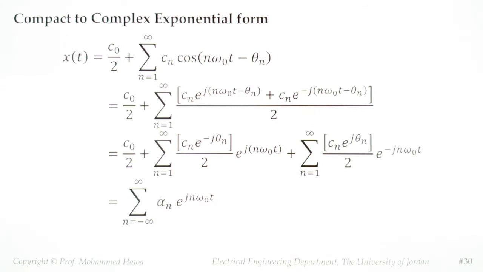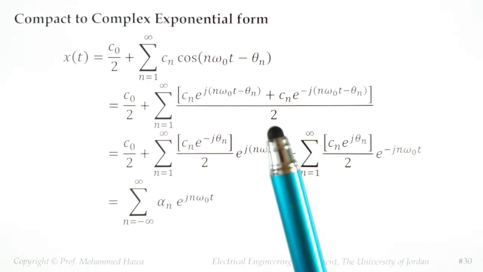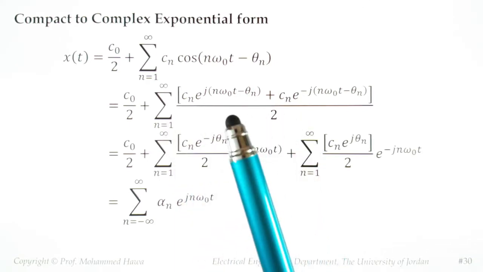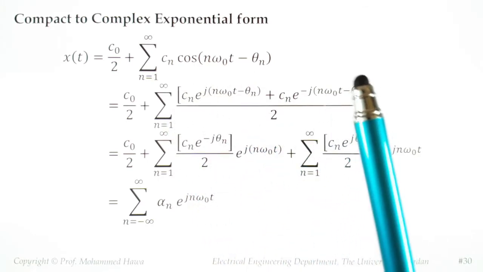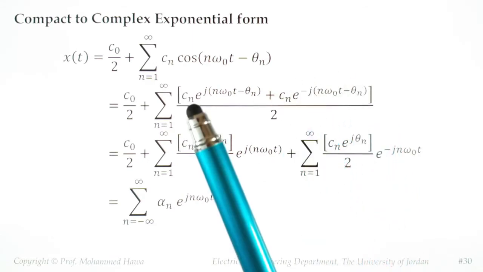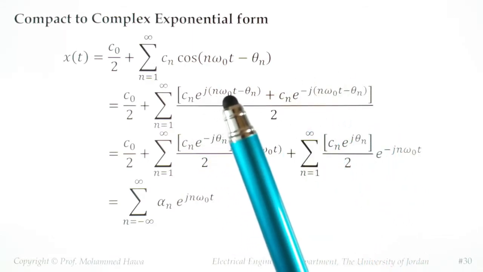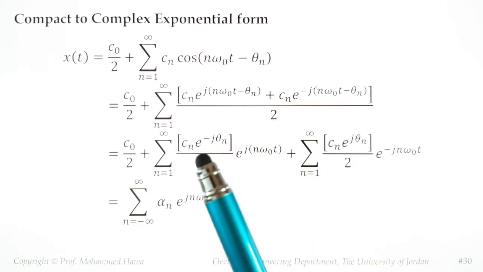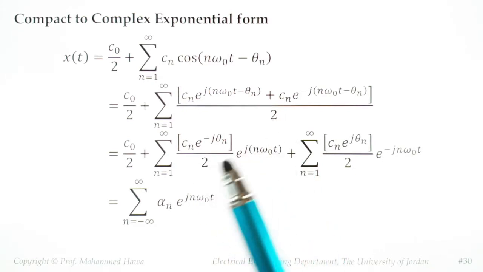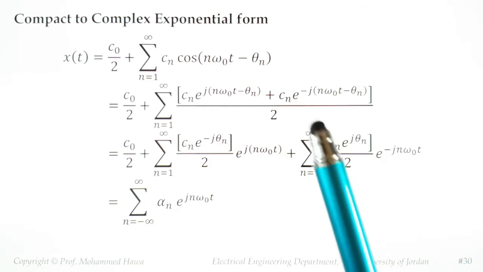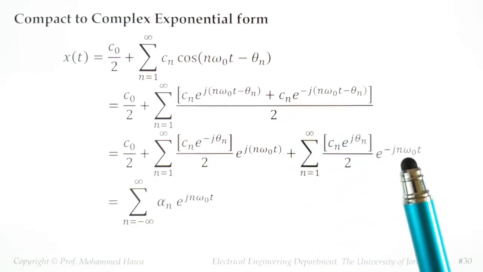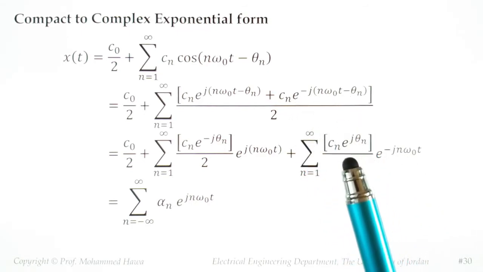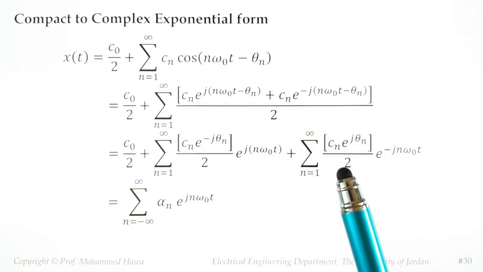This is the same equation. But instead of the cosine, I have two complex exponentials. Now let me split this sum over those two terms. So I have a sum of this term here plus a sum of this term here. I have a sum of Cn e to j n omega naught t minus theta n divided by 2, see here. And then I have another sum from n equal 1 to infinity of Cn e to minus j n omega naught t, that's the one here, minus j minus theta n, that's plus j theta n divided by 2.